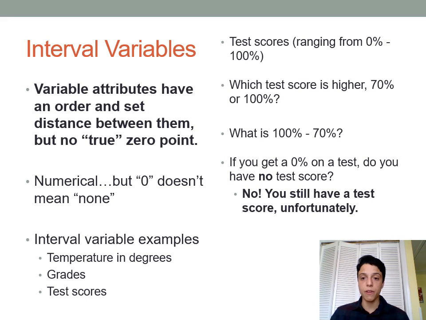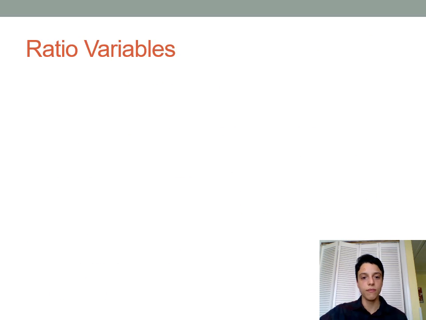0 on a test doesn't mean that you have no test score, in the same way that a temperature of 0 degrees doesn't mean that you have no temperature. So this would be considered an interval level variable, where we have a numerical variable. It's made of numbers. You can put them in order. There's the same distance between each of your different attributes on the variable. So 1%, 2%, 3%, 4%, and so on. But we don't have a true 0 point, because a value of 0 doesn't mean that there is none of the thing that we're measuring. All right. Finally, we have ratio level variables.